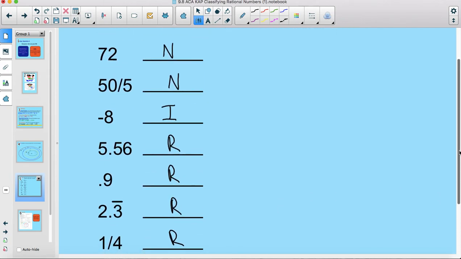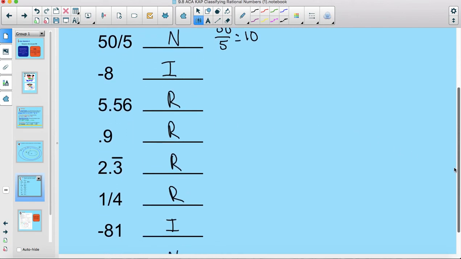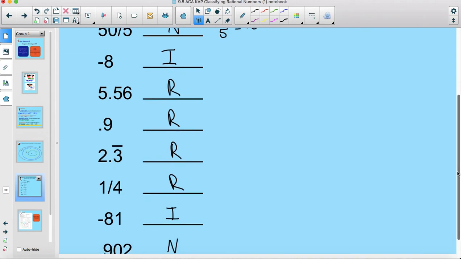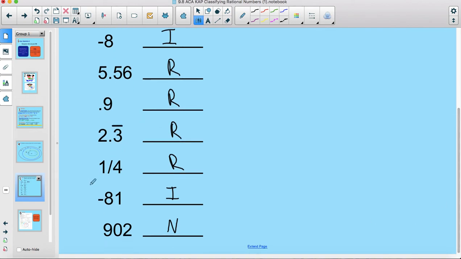All right, so these are the answers you should have gotten. Natural for 72. This 50 divided by 5 would also be natural because, again, if we take 50 and we divide it by 5, we get 10. So this is a fraction that could be simplified to a natural number, so that's why it goes in that category. We have integer because it's a negative, rational because it's a decimal, rational, decimal, rational, this is a repeating decimal. You see the bar notation. Rational because it's a fraction that can't be simplified to anything else.